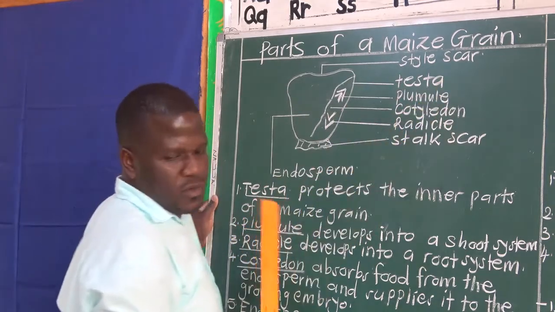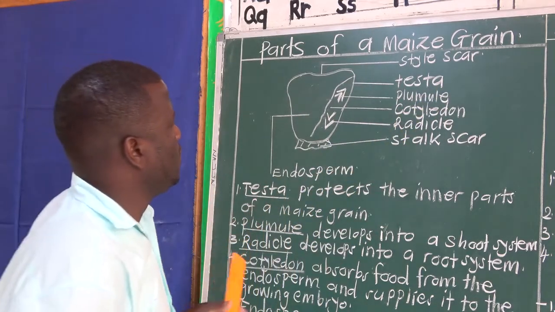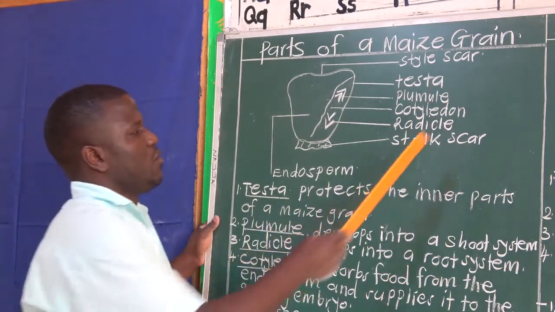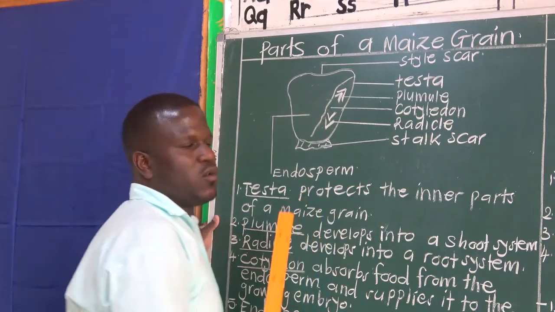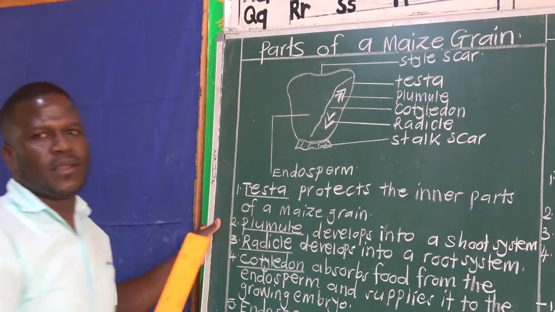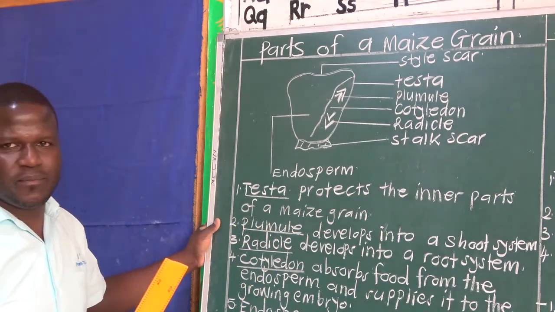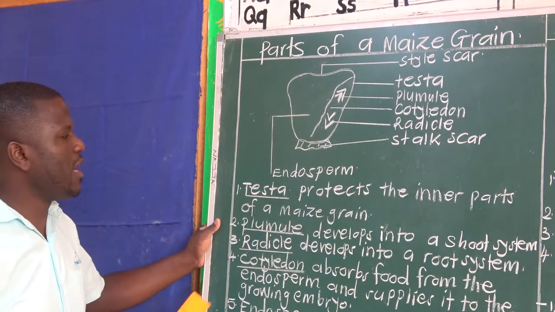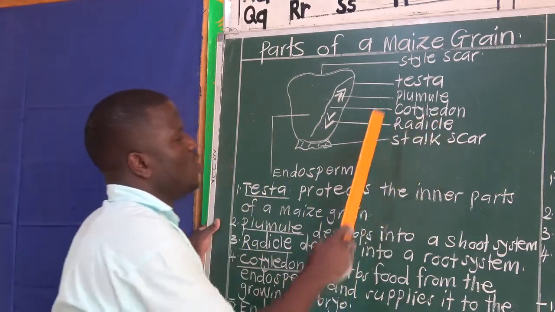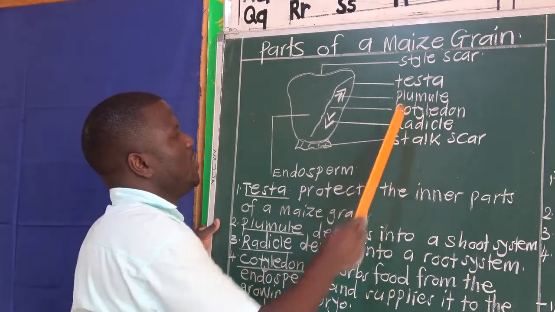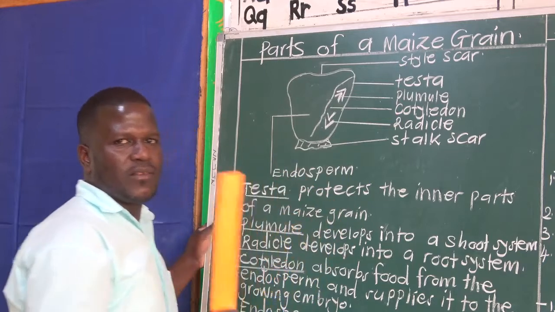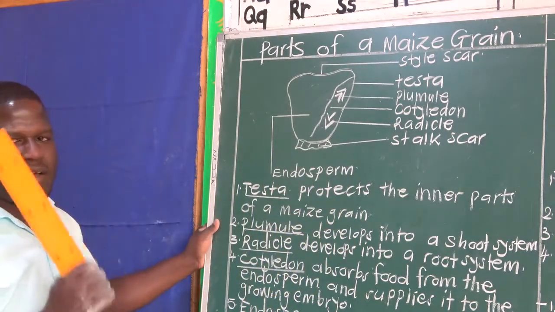We have the plumule. Then we have the cotyledon. We have the radicle, then lastly we have a part called stalk scar. We also have a part called endosperm. So we have endosperm, stalk scar, radicle, cotyledon, plumule, tester, and style scar. So these are the parts of a maize grain.